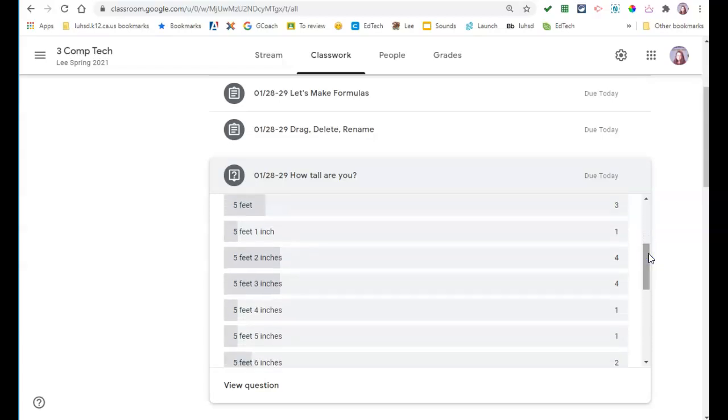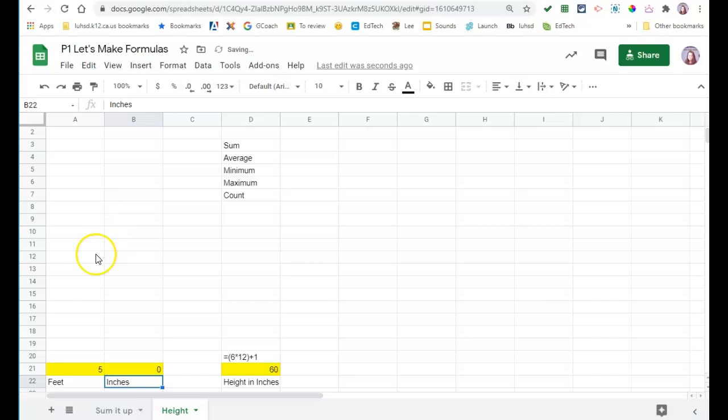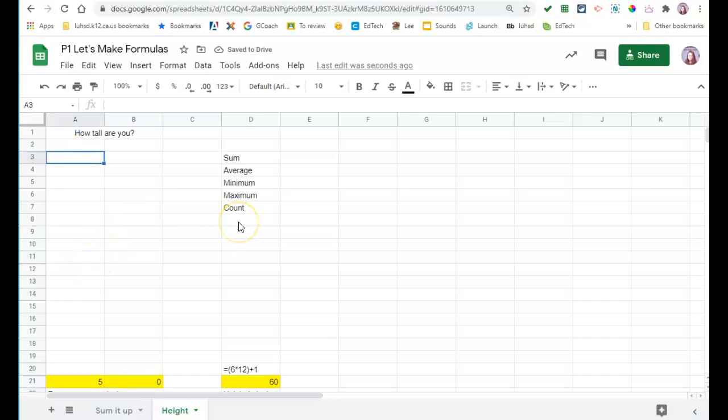For this example, I'm using third period. Your class period might be different. So there were 3 students that said they're 5 feet tall. How tall is a 5-foot person? 60 inches. Okay, so 3 people said they were 60 inches. So I'm going to put 1, 2, 3.